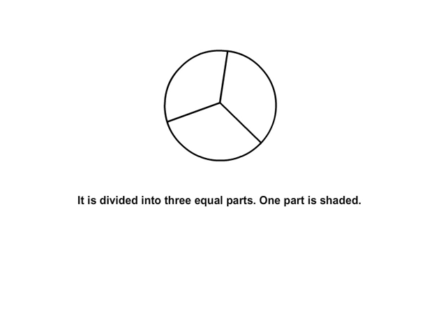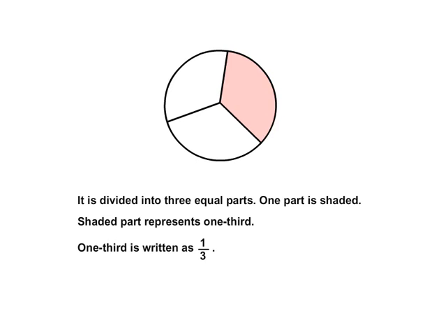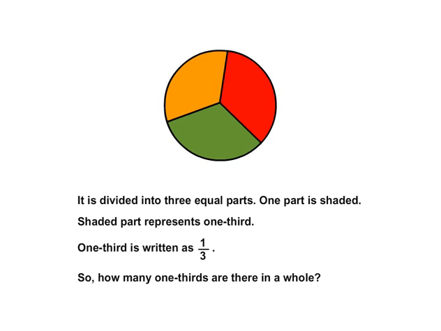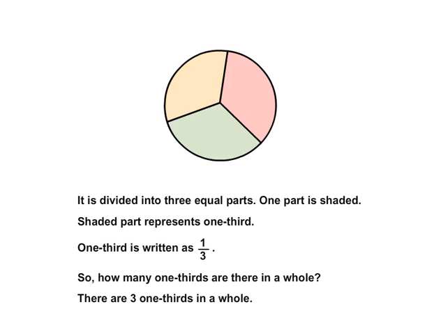Look at the figure. It is divided into 3 equal parts. One part is shaded. Shaded part represents 1/3. 1/3 is written as 1/3. So how many 1/3s are there in a whole? There are 3 1/3s in a whole.